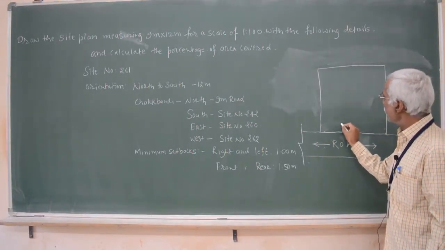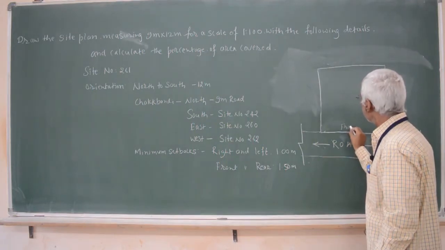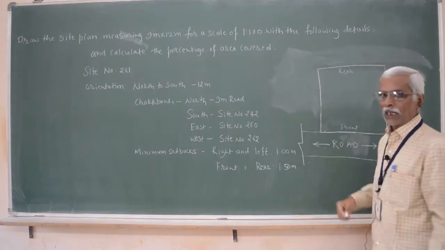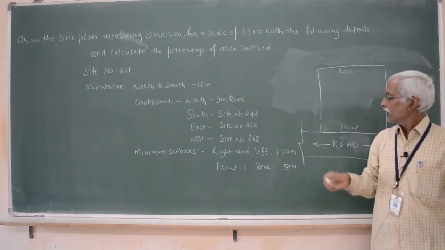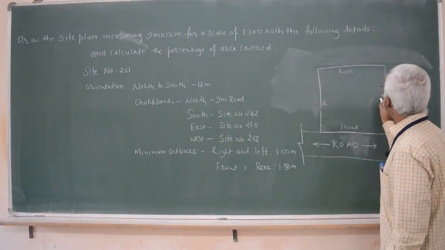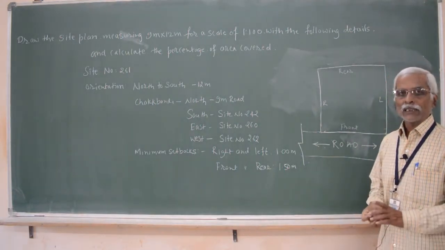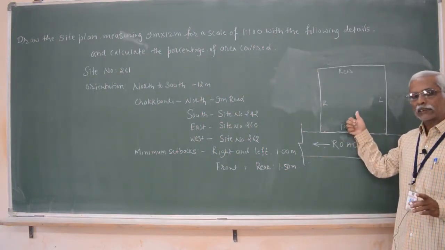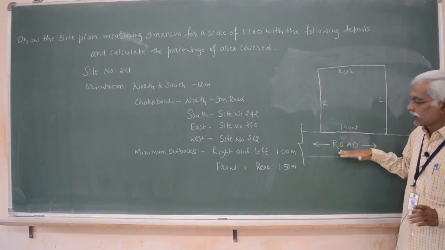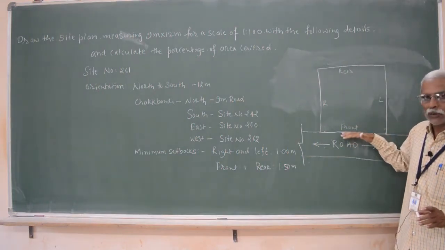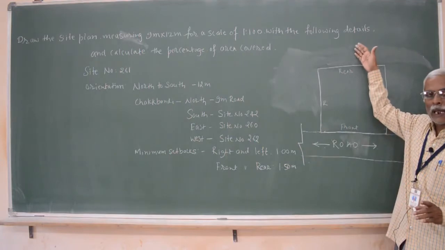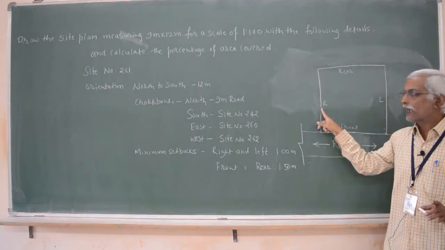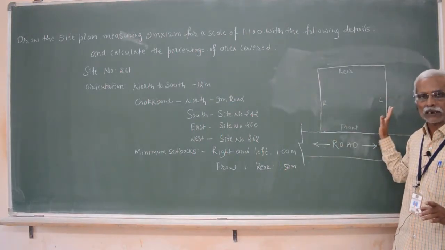Okay, this becomes your front setback, and this becomes your rear setback, and right side this one. This is your right setback, and this is your left setback. That means you have to stand inside the site, face the road. Okay, front is your front setback, and back is your rear setback, and right side is right setback, and left side is left setback.